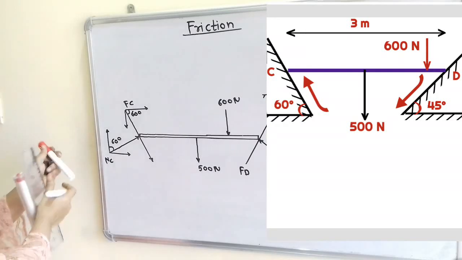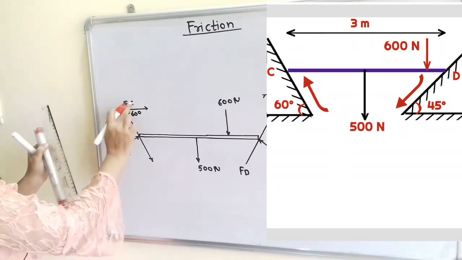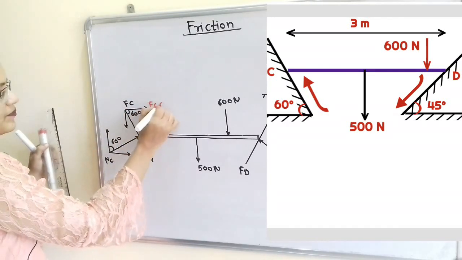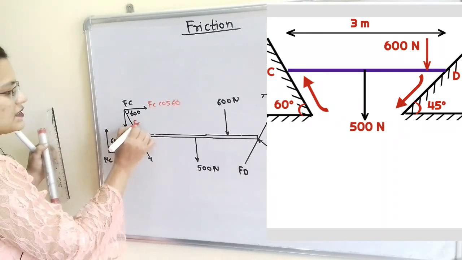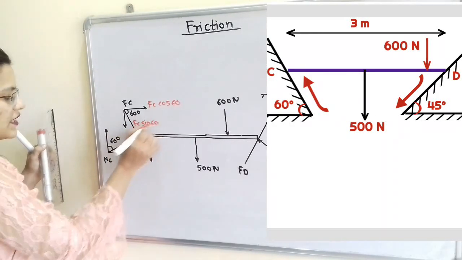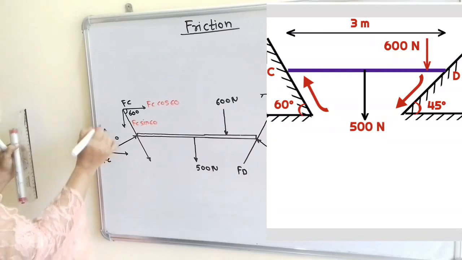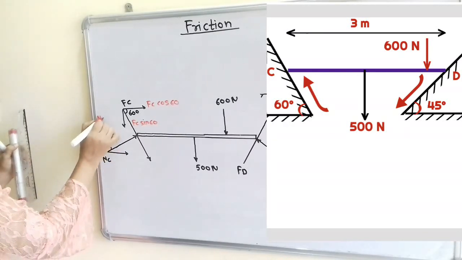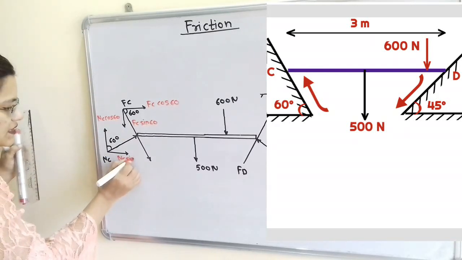Now we will write the value of the components. For the horizontal component, Fc cos 60, and for the vertical component, it is Fc sin 60. Then for the components of NC, the vertical component is NC cos 60, and here NC sin 60.